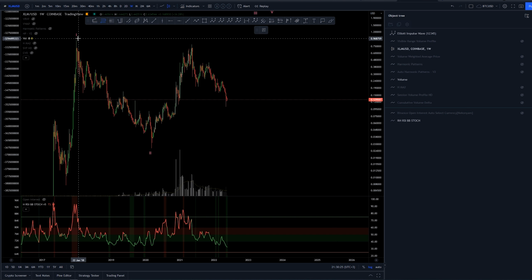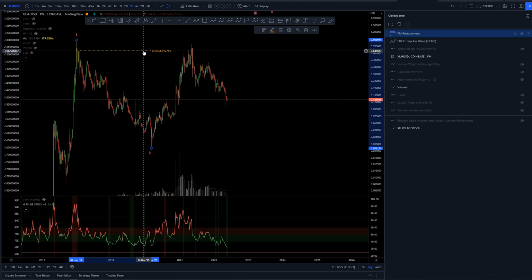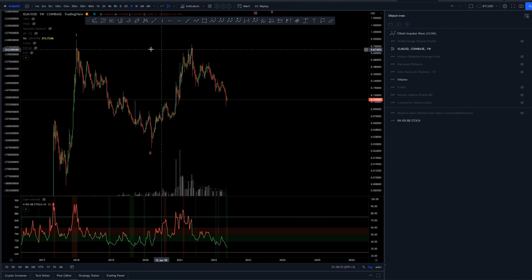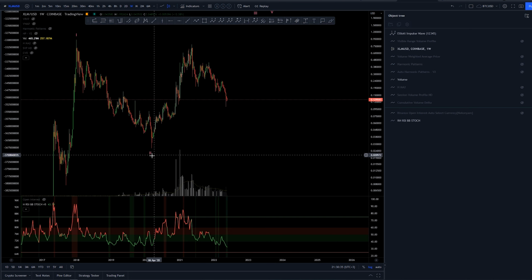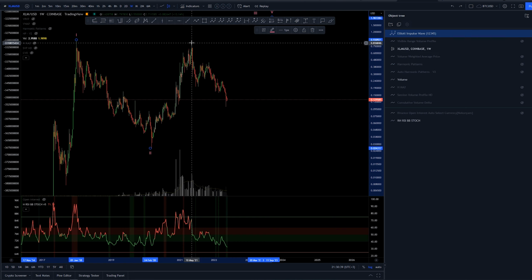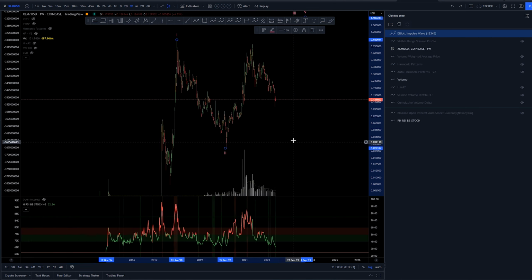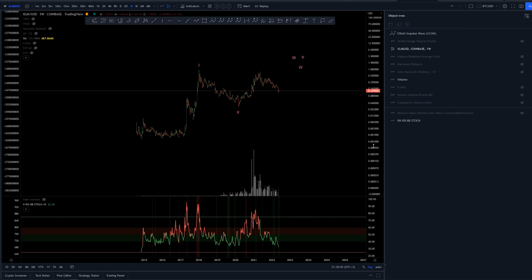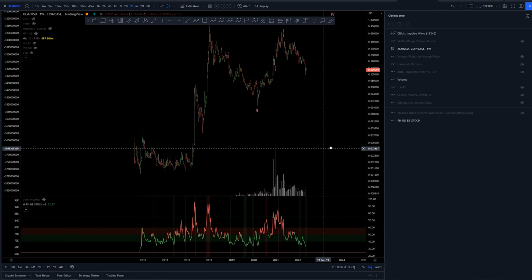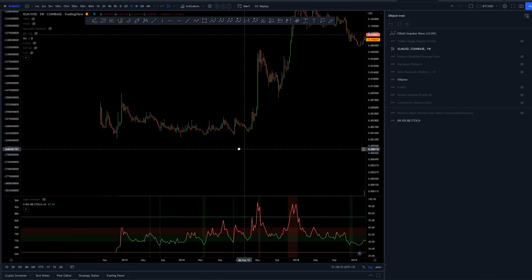Now let's take a look at this fib before we go further. We can see that the 0.9 is here, which means that if we want to label this as an ABC structure, we could be looking at this as an ABC, but that is my overall bias. I still like the wave 2 here at the moment, as that has not been invalidated. Now wave 1, where does it start?